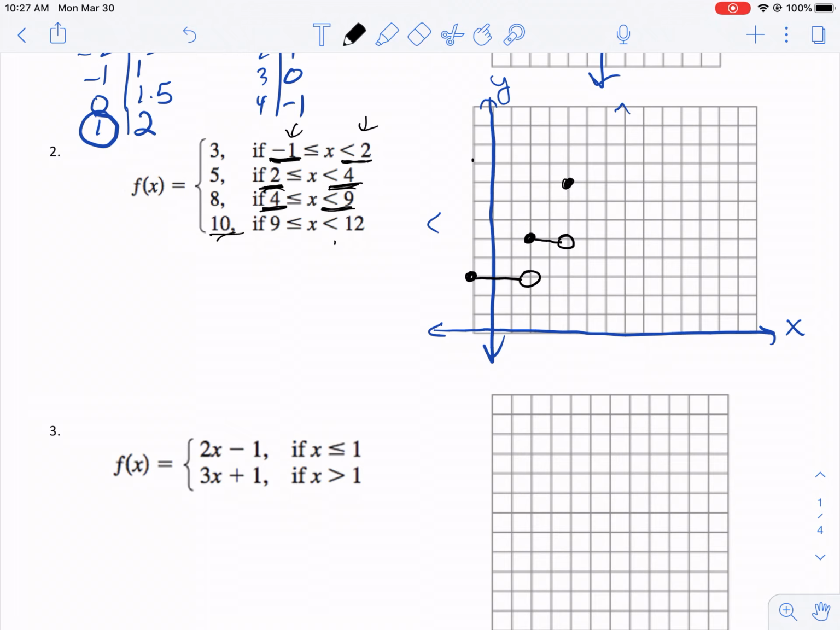4, 8 gets a solid circle because of the equal sign. 9 gets an open circle because it has no equal sign. Then I'm going to plot the point 9, 10 and 12, 10. 9, 10 gets a solid circle. 12, 10 gets an open circle. Connect the dots. There's our step function. We'll label it f of x.